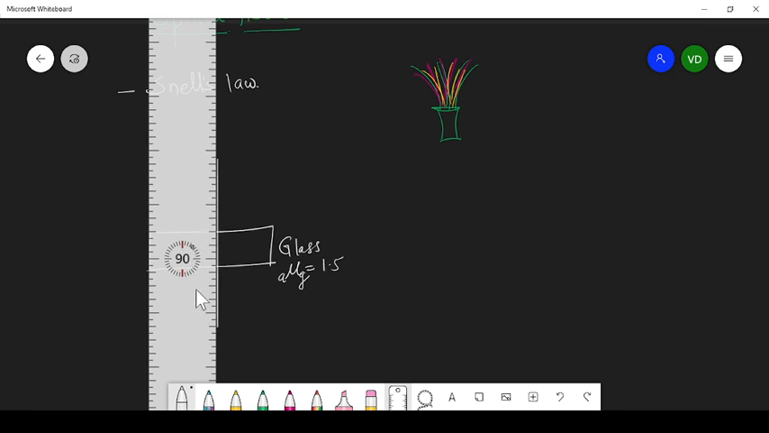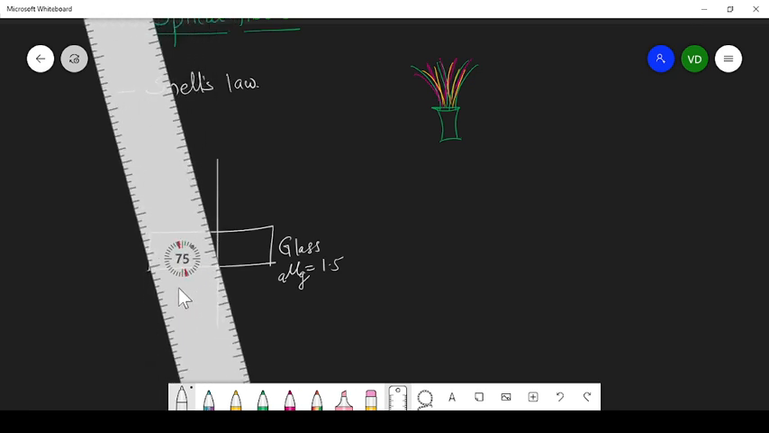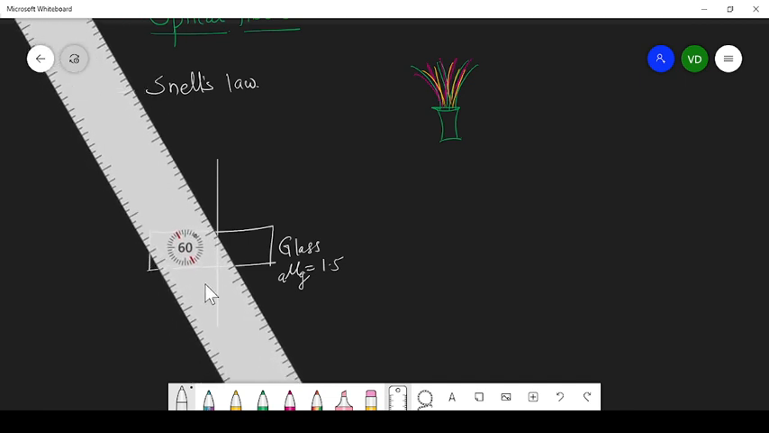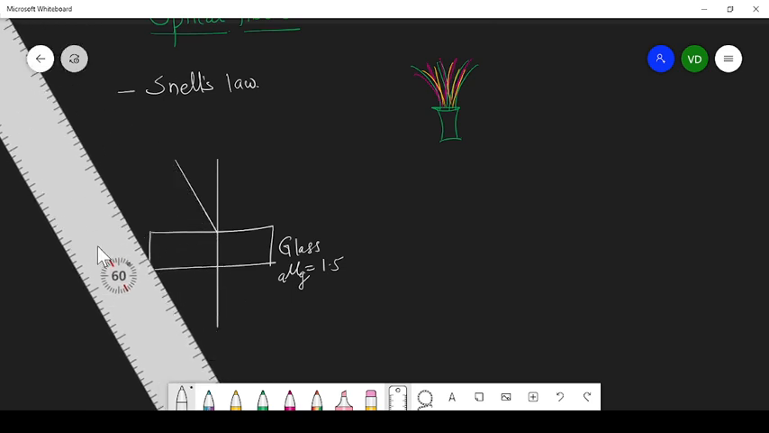Now let us consider a light is incident at, say, an angle of 60 degree to the surface. Remember, this is to the surface. So this will be the angle of incidence, and the angle of incidence is now 30 degree.